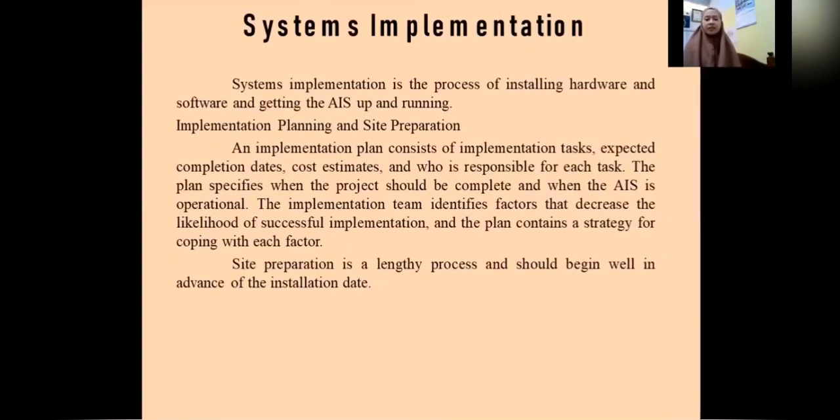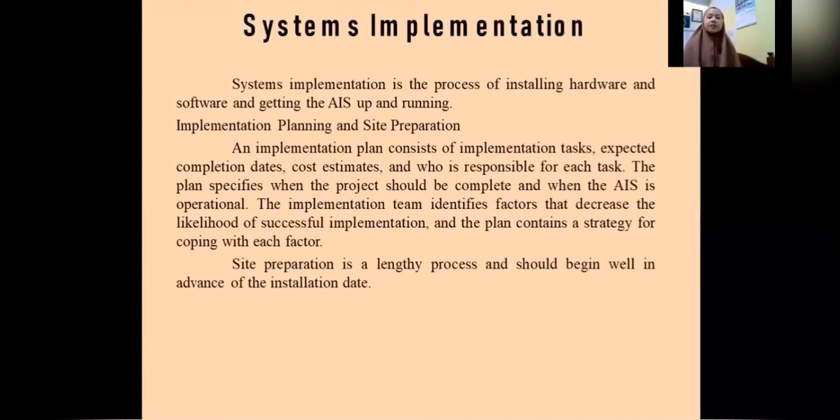System implementation is the process of installing hardware and software and getting the AIS up and running. Implementation planning and site preparation. Implementation planning consists of implementation tasks, expected completion dates, cost estimates, and who is responsible for each task. The plan specifies when the project should be complete and when the AIS is operational.